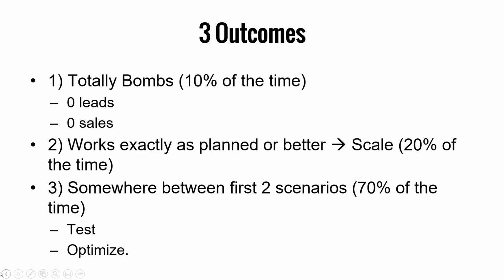Number 2, it works exactly as planned or better, right? And this happens 20% of the time. This is where you run it 48 hours, you check it, and at 72 hours it works, and now you're about scaling it. And then number 3 is somewhere between the first 2 scenarios, and this happens 70% of the time.